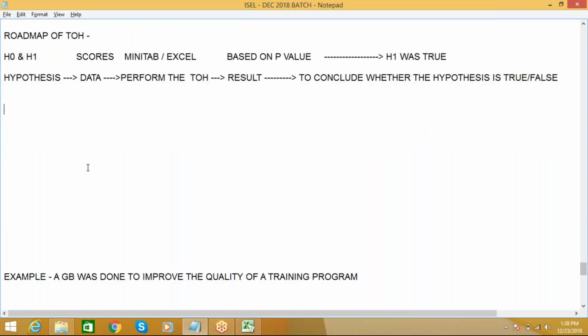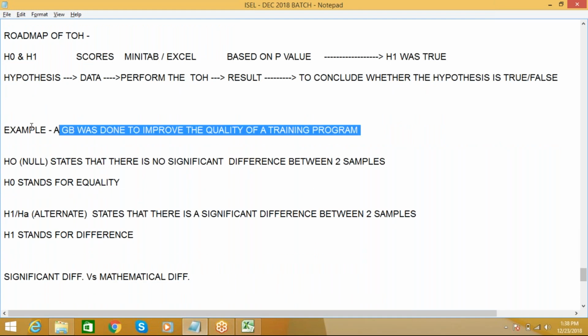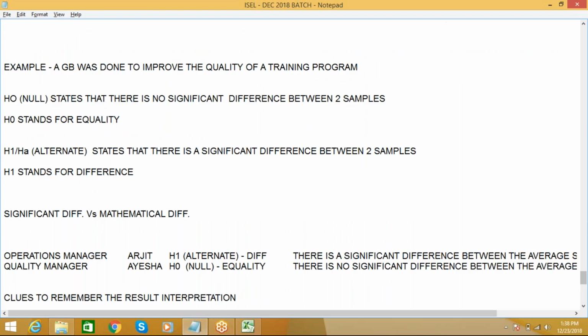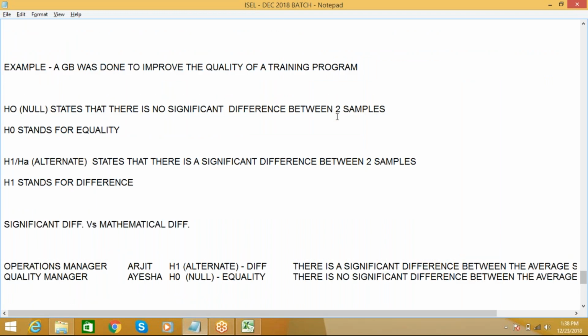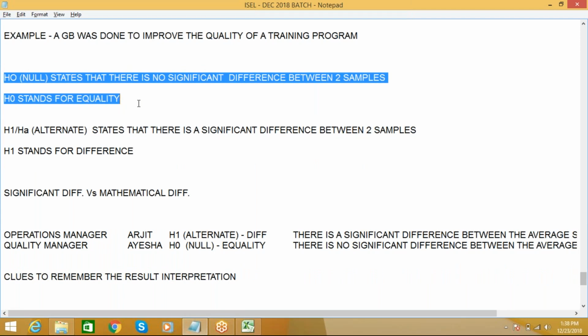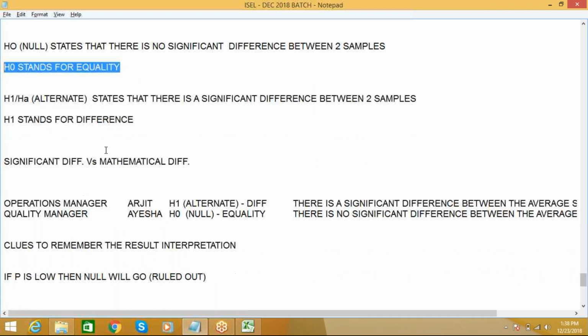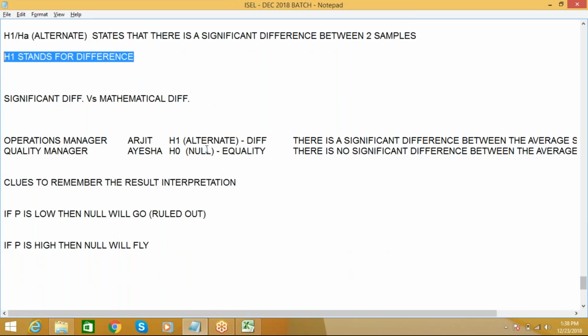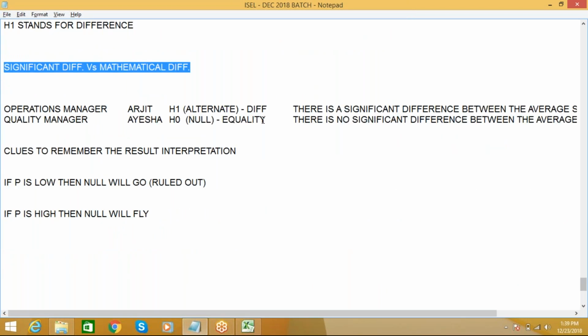All right. In our case, we took the example of a GB project, which was done to improve the quality of a training program, the new training program, which we came up with after improving on the old training program. In this case, the null always states that there is no significant difference between two samples of data. So it always stands for equality, and the alternate always stands for a significant difference. We also learned what is a significant difference versus a mathematical difference, correct?